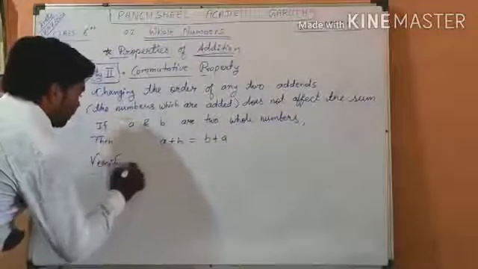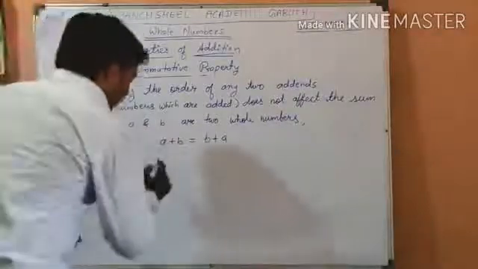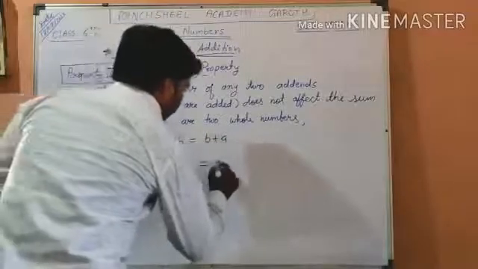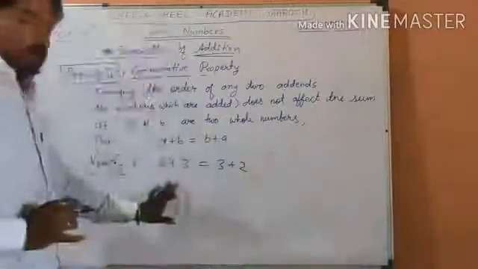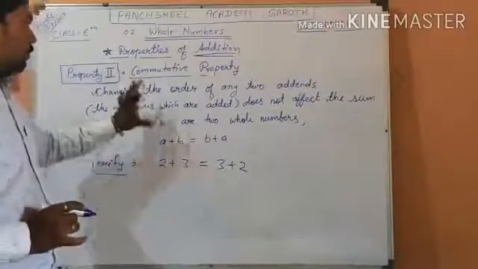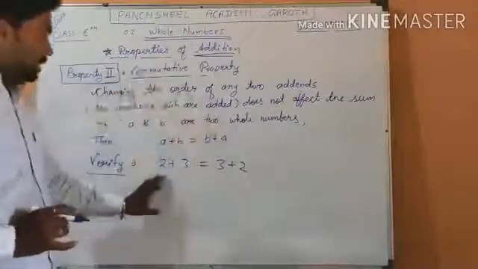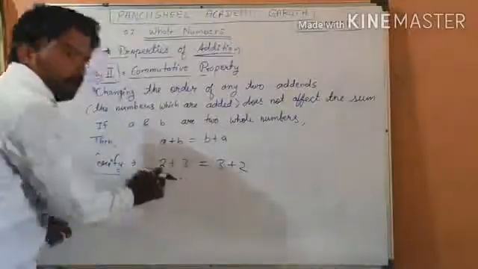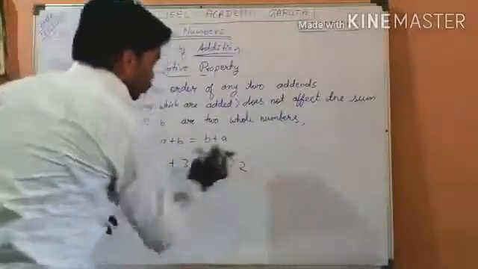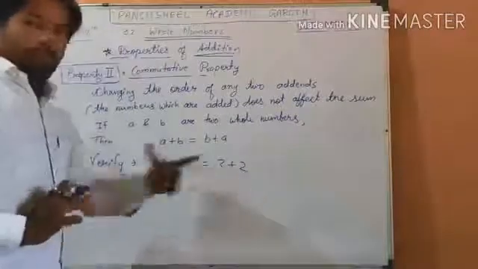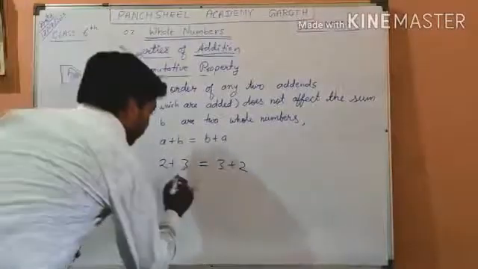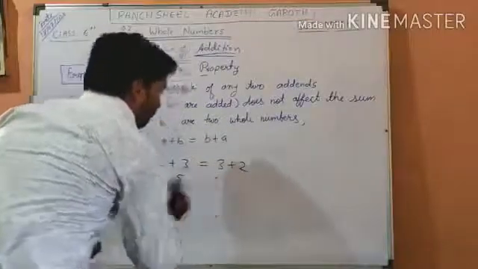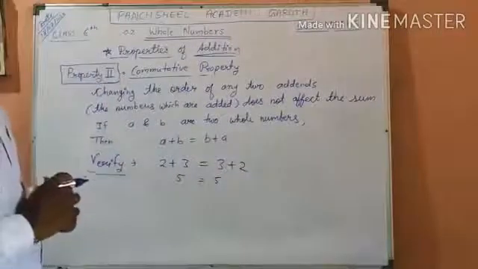How can we verify it? Take 2 plus 3 equals 3 plus 2. With the help of the commutative property, here the order is 2, after that 3. Here the order is 3, after that 2. So 2 plus 3 equals 3 plus 2. Here 2 plus 3 equals 5, and here also 3 plus 2 equals 5. So it is verified.